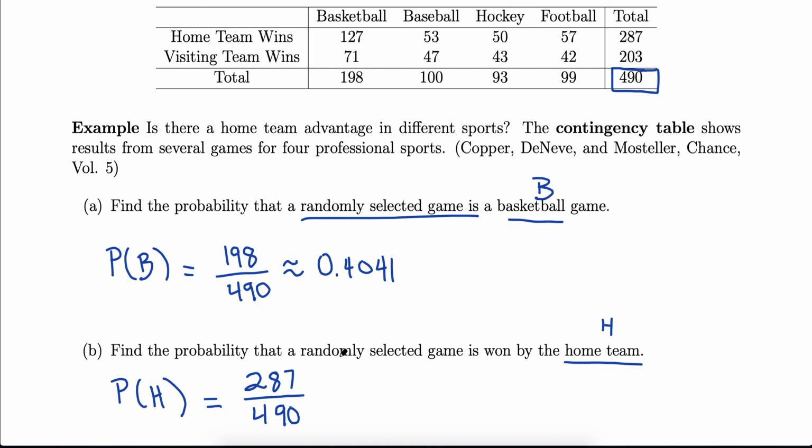Now, make sure you don't just write 287. That's not a probability between 0 and 1. And again, you may leave it as a fraction, or if you want to write it as a decimal, 0.5857.